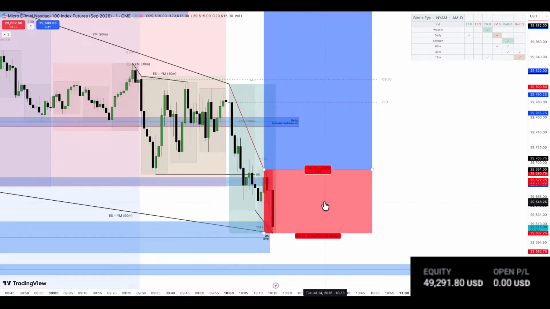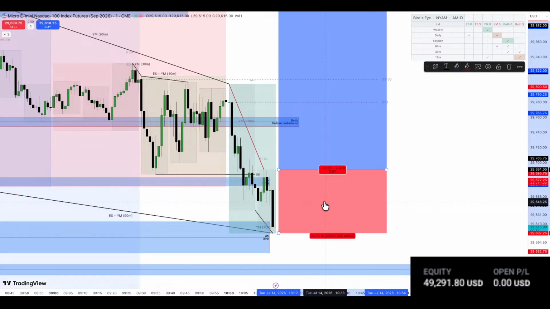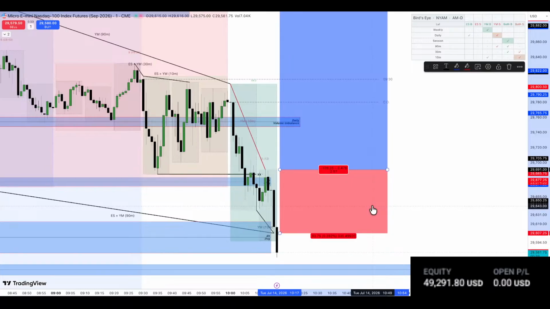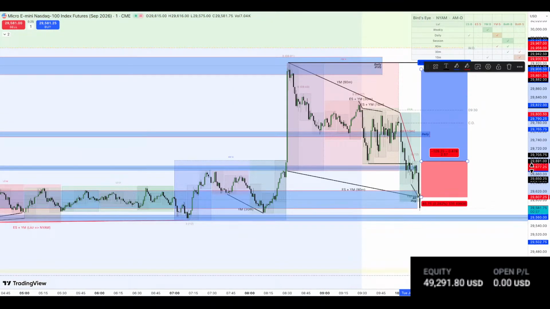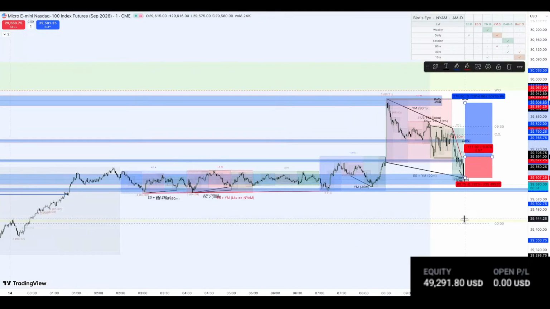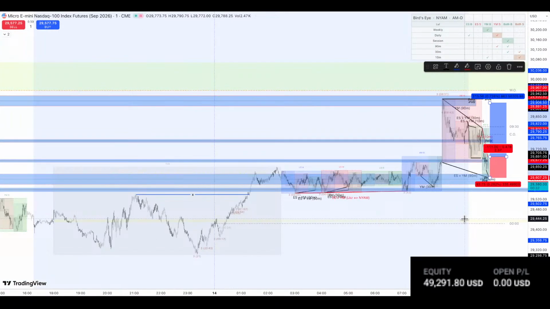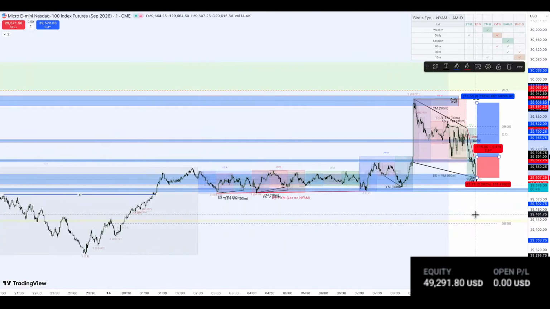I'm gonna move this out of the way. Price continues to go lower. Hmm. I wonder if it's gonna grab some liquidity down here before really going up.